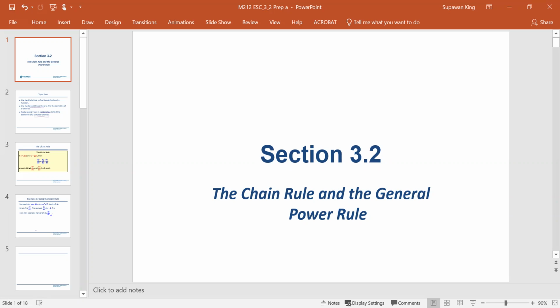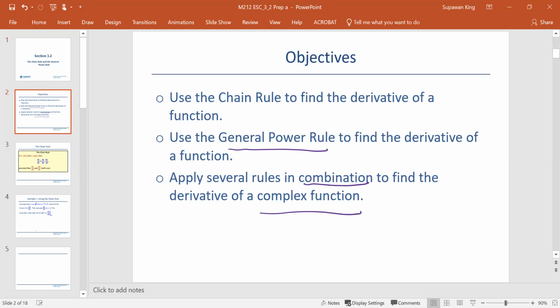Section 3.2, the chain rule and the general power rule. In this section, we will use the chain rule to find the derivative of a function. Use the general power rule to find the derivative of a function.